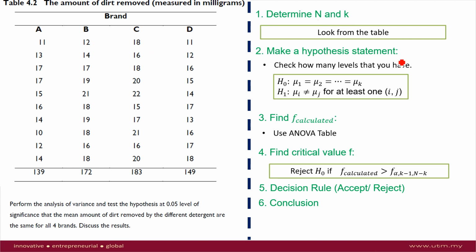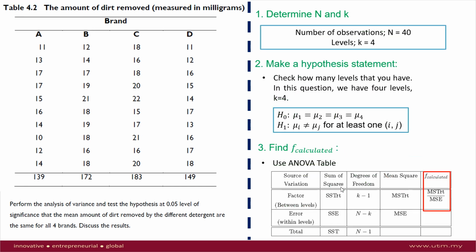Second, make a hypothesis statement. Don't forget to check how many levels you have. The levels here are denoted by K, remember. Third, find the F calculated, for which we use the ANOVA table. Then find the critical value F. Next is the decision rule, accept or reject. We will reject if the F calculated is more than the critical value F, and then make the conclusion.